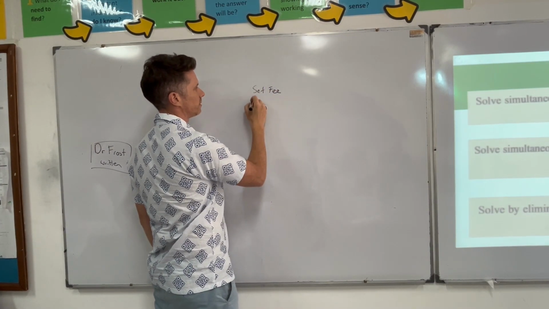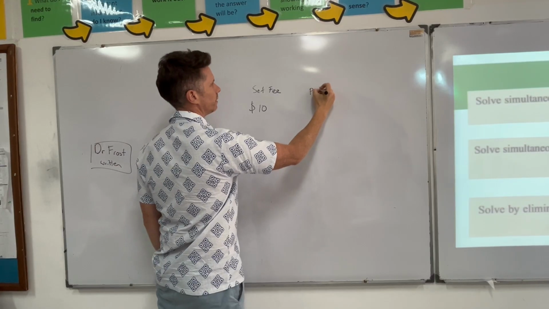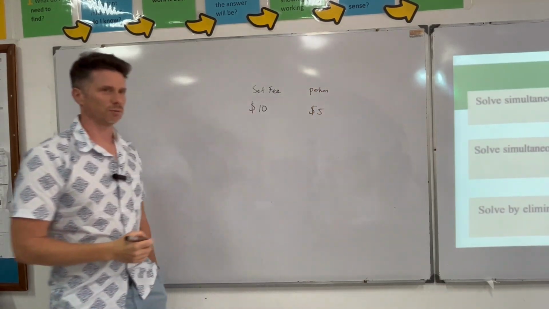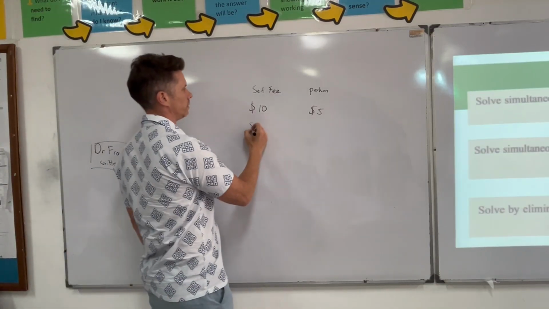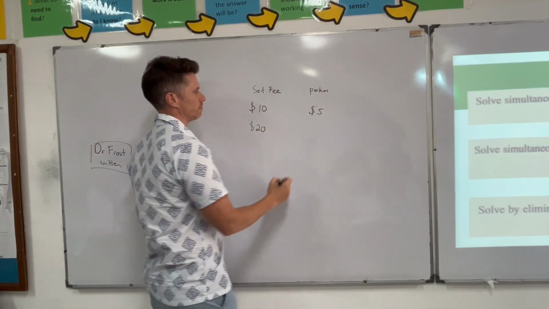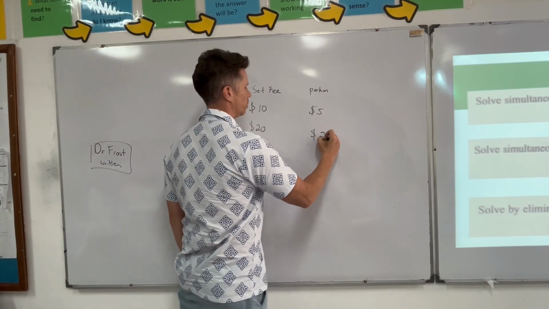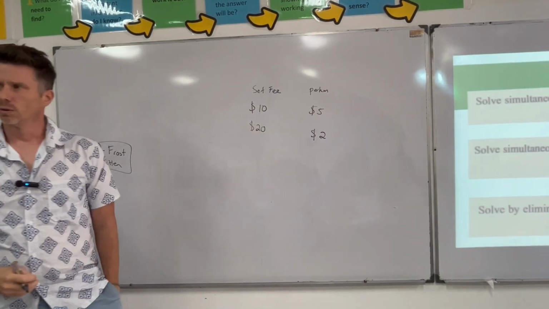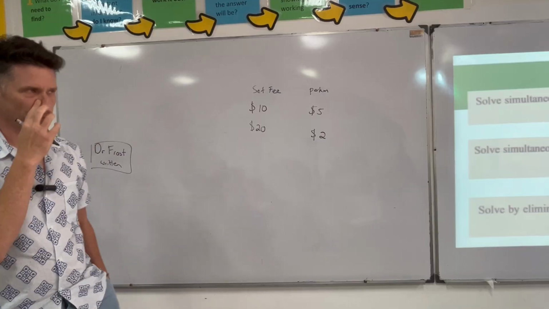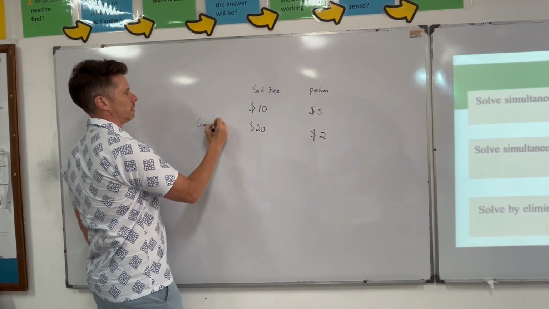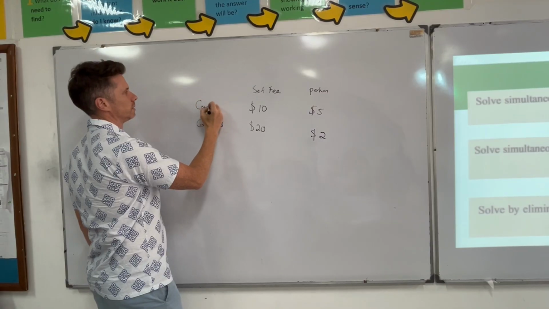The taxi set fee is $10 and per kilometer is $5, versus a taxi company with a set fee of $20 and per kilometer they charge, let's say, $2. When does it become economical to pick company B over company A?